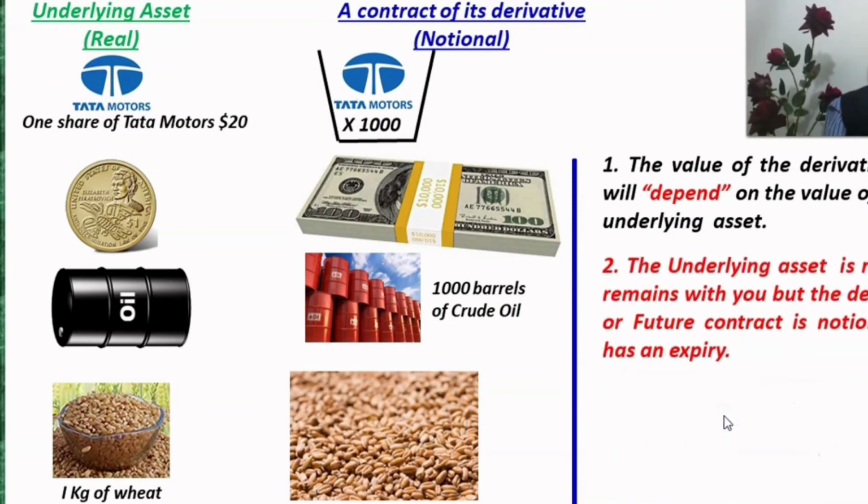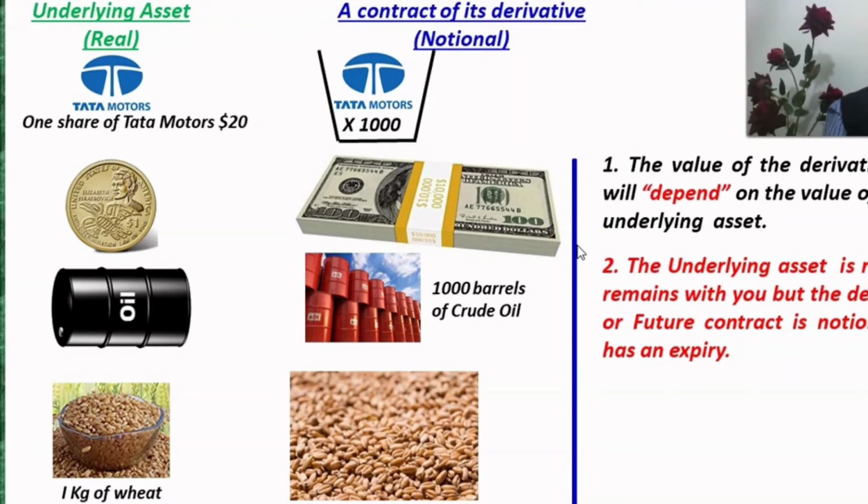Another most important thing that you have to remember is that the underlying asset is a real thing. But this derivative contract is not a real thing. It is only imaginary. It is just a promise or a contract. Why is it imaginary? Because when you are trading in derivatives, you are not physically exchanging those things. You are just exchanging a promise. More about this we will see as we proceed through the course.